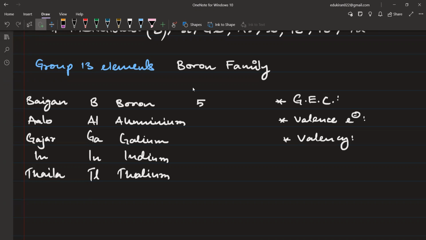One more name is there for the boron family, but no one uses it so much. It is known as tri-els, but don't write it.